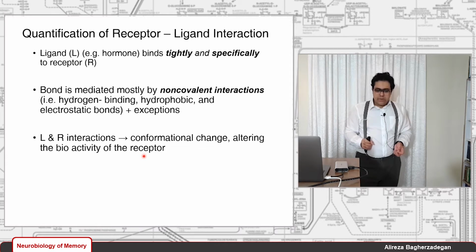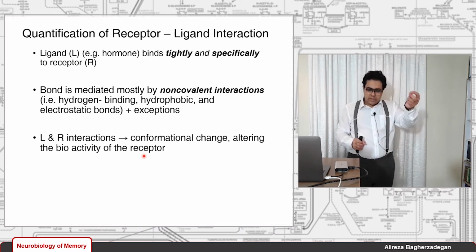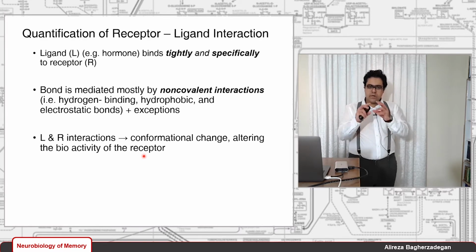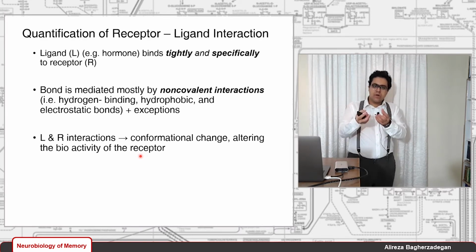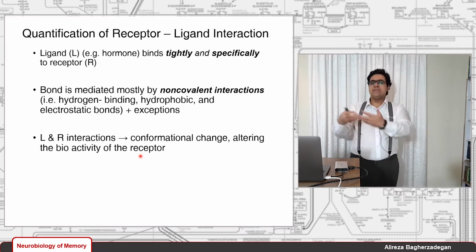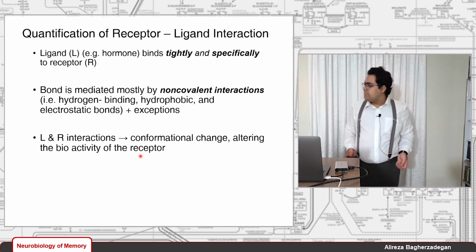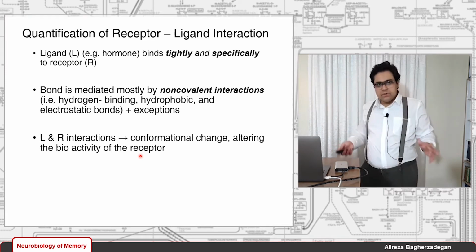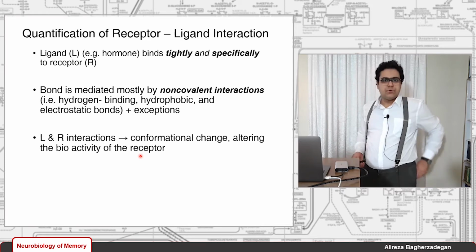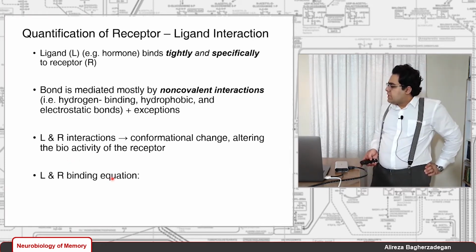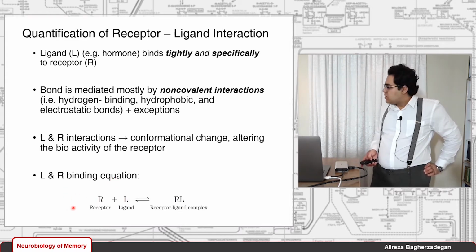In the case of, for example, a G protein coupled receptor, which is attached to a G protein, when a ligand binds to it, it undergoes a conformational change, and that conformational change activates the G protein, and the G protein acts as a transducer and goes on and affects some effector proteins. We're going to have a lot of examples of those conformational changes in future lectures.